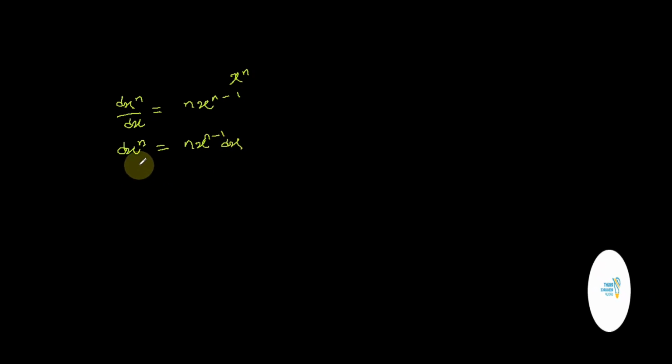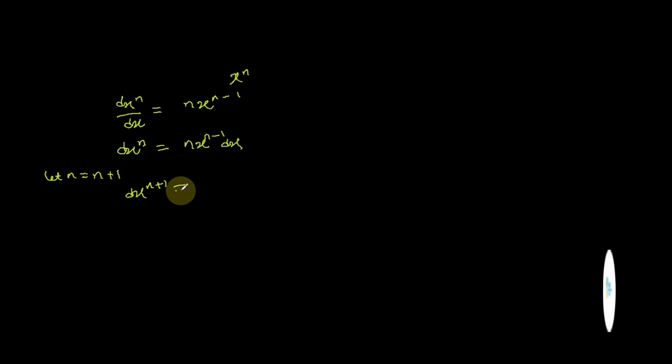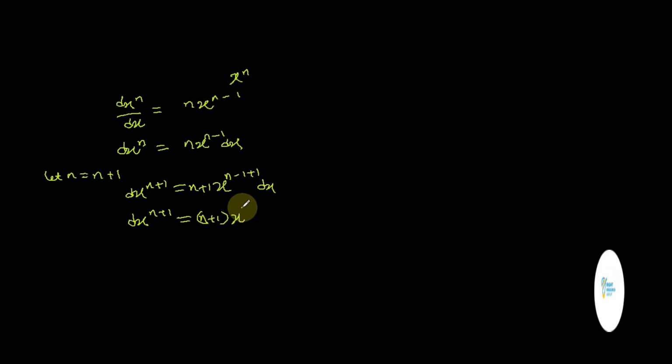Now let's substitute both sides by n plus 1. Wherever you have n, let n be equal to n plus 1, and if we do that, we are going to have d of x raised to the power of n plus 1 equal to n plus 1 x raised to the power of n minus 1 plus 1 dx. So at this point now, this will reduce to d of x raised to the power of n plus 1 equal to n plus 1 x raised to the power of n, because minus 1 plus 1 is 0, you have dx.